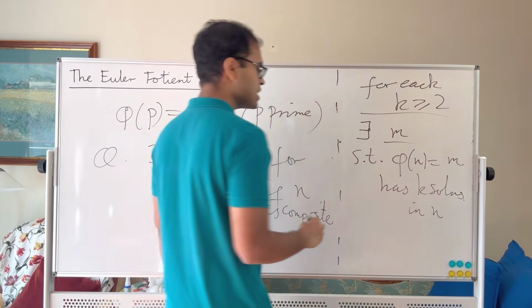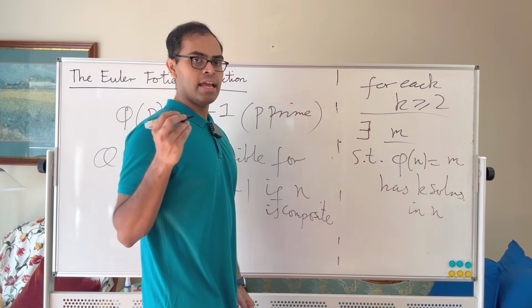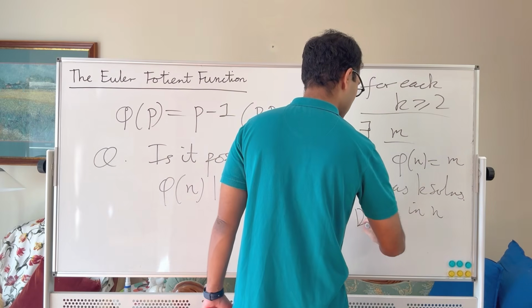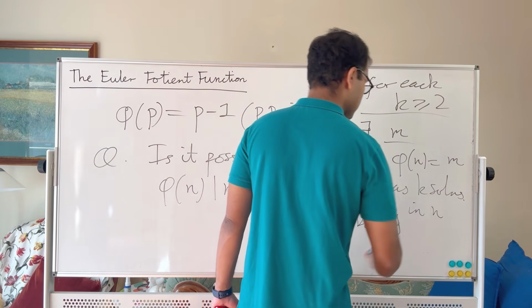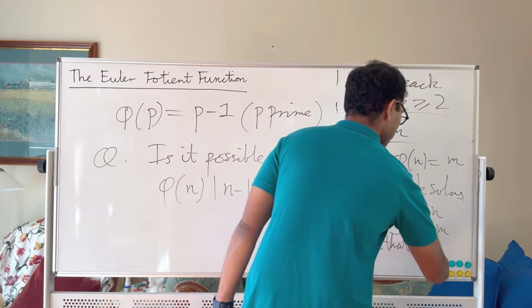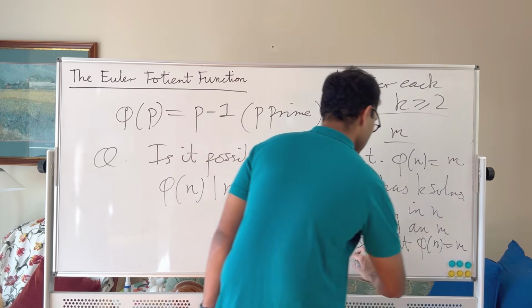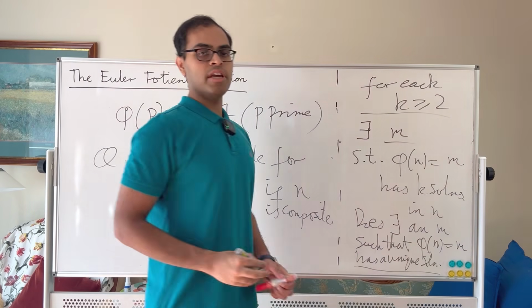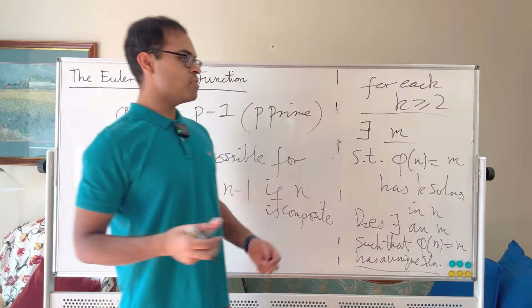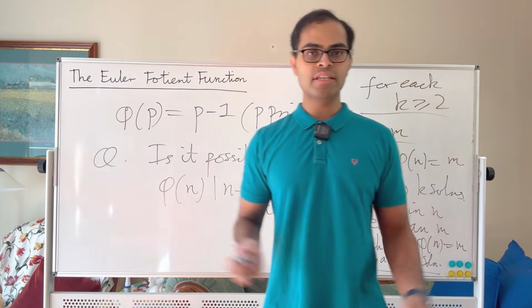And it basically asks, so I can phrase it another way: does there exist an m such that phi of n equals m has a unique solution? Okay, so this is another major open problem. Both of them are unknown, so they are things to keep you interested.